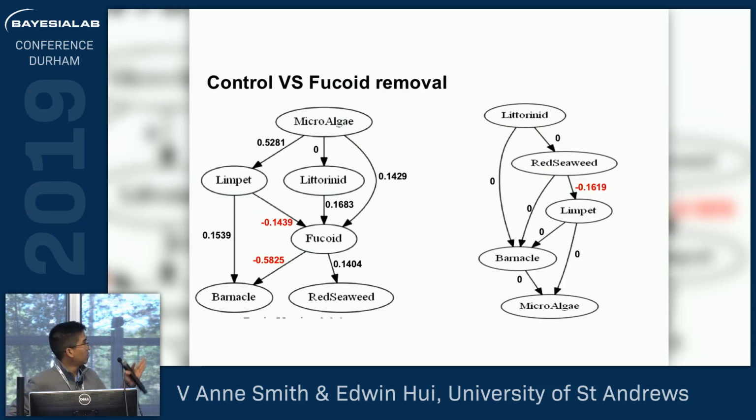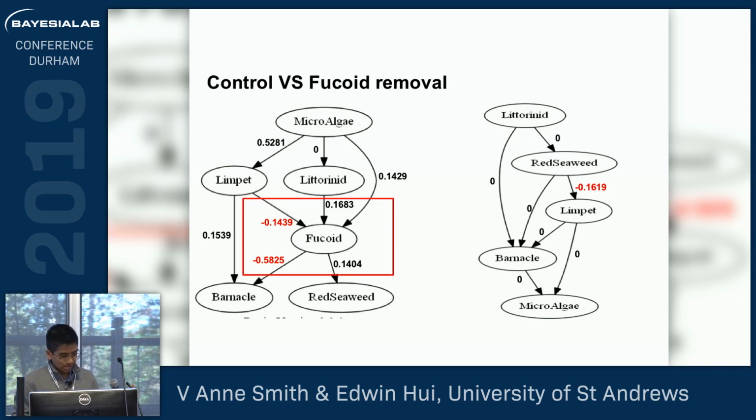Now, with the fucoid removal network, that's when it gets a little bit more tricky, because it seems to have the same structure as the control network, but a few nodes might have rearranged. What we think is happening is that on the control network, we notice that fucoid is very useful at predicting the presence of a lot of other things. But on the other side, because we removed fucoid but only sampled for 15 days, it has not been enough time for the species to reorganize themselves and change into a different structure.